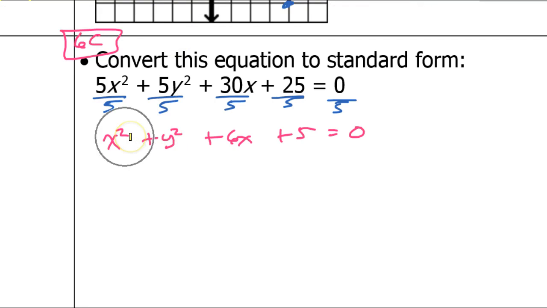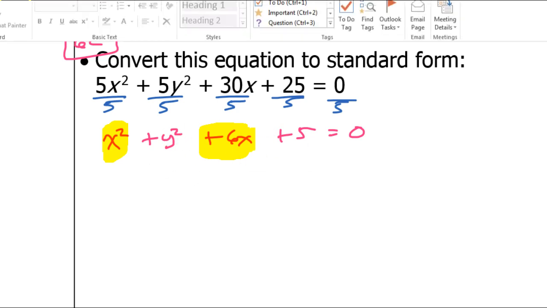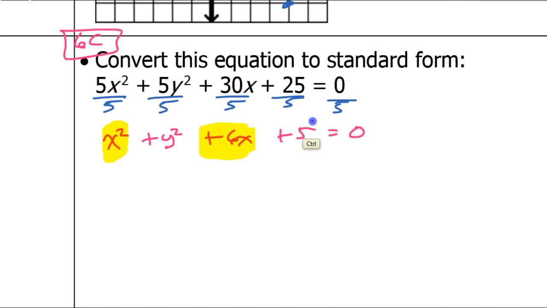Now we'll do what I started to say. I've got an x term here, and I've got another term with x's in it here. Those go together. So when I rewrite, I'll put those side by side. Now I see y squared. I don't see any other term that has a y in it. So it's just going to be y squared this time. I am going to still do this. This 5, I'm going to move that to the other side by doing minus 5 on both sides.